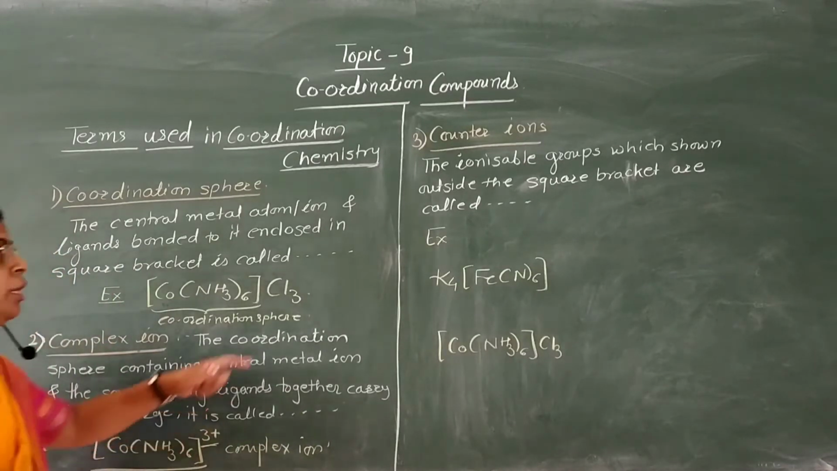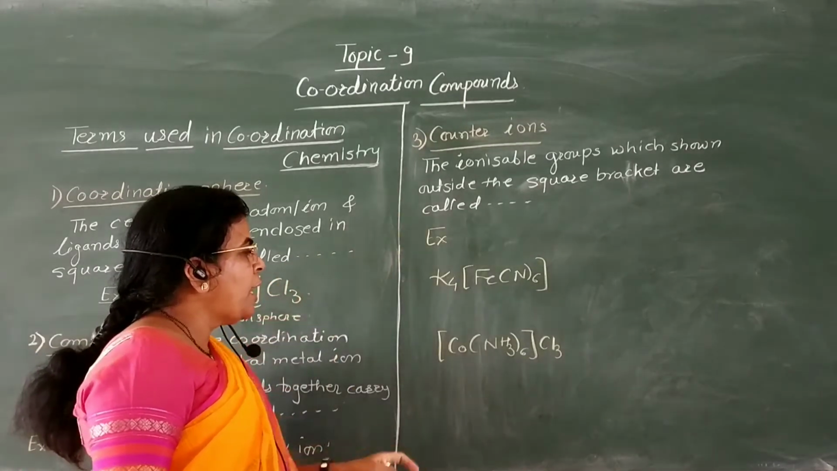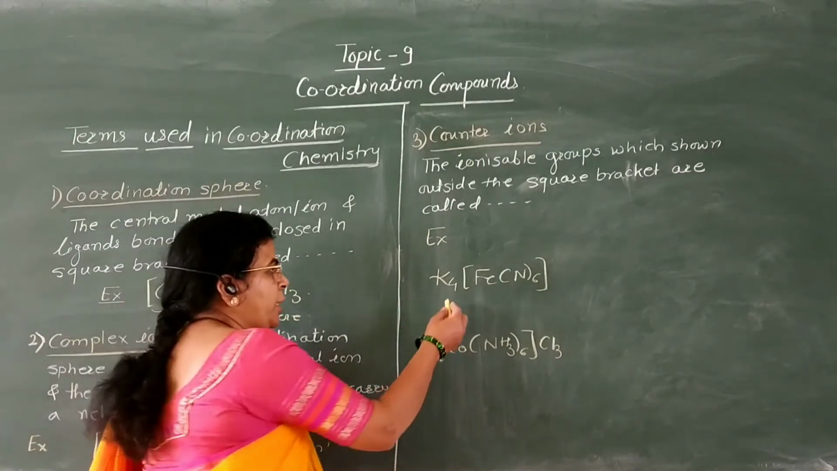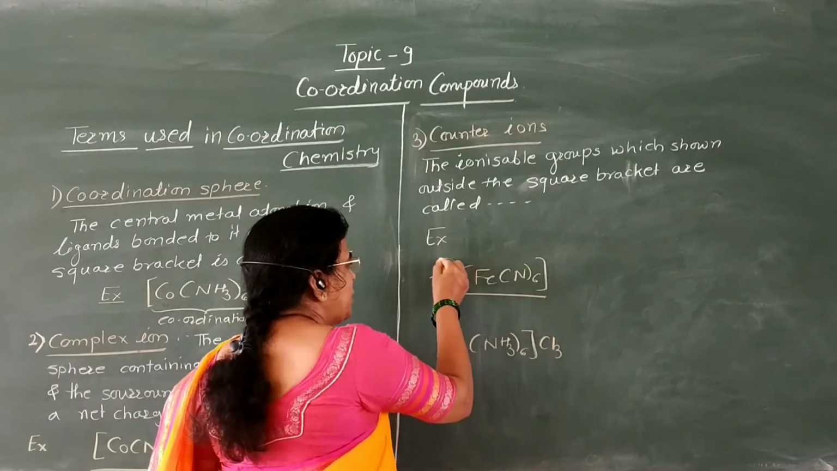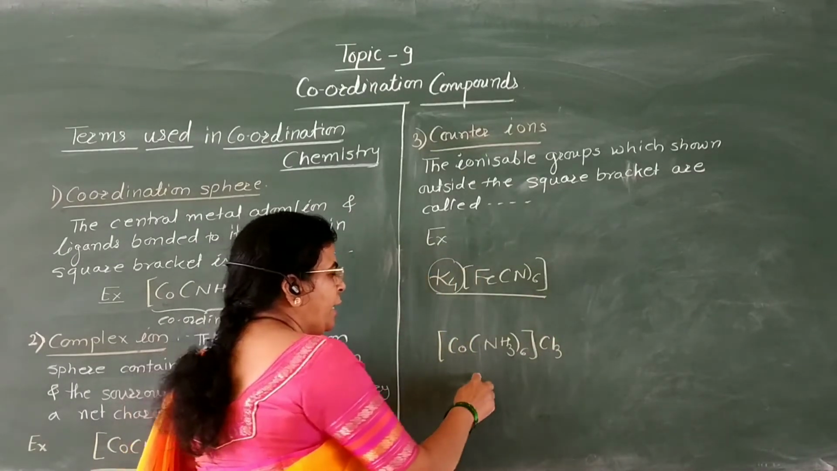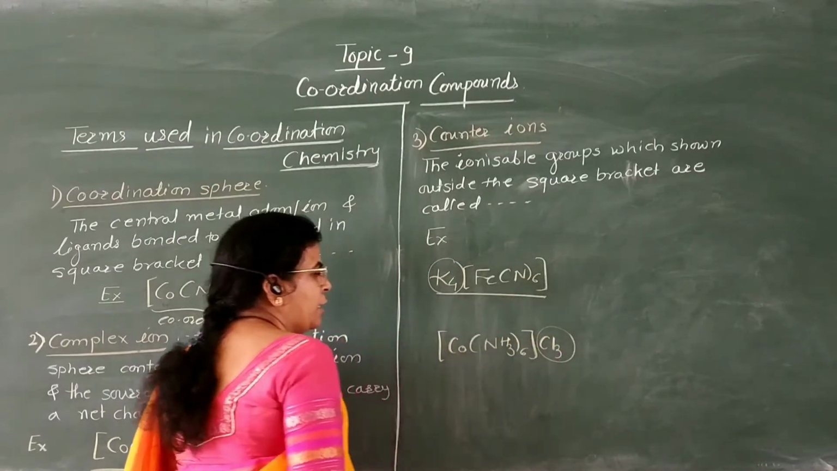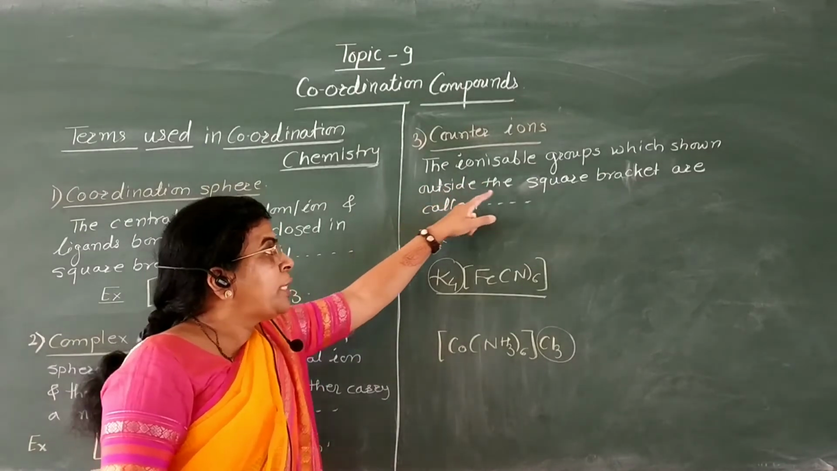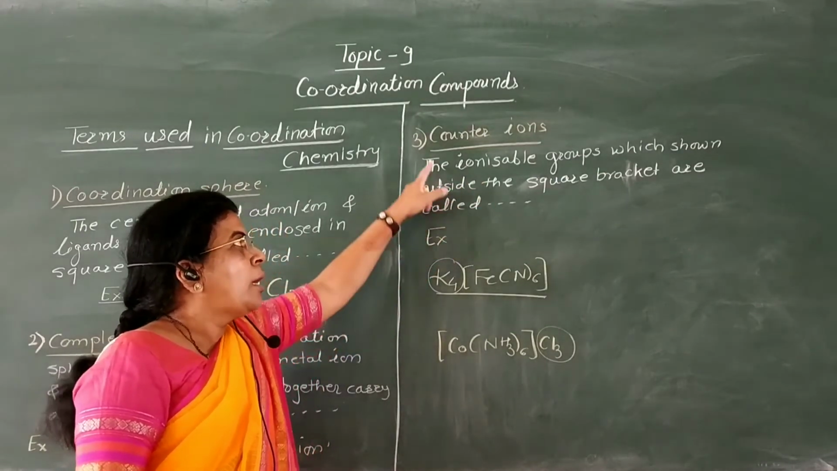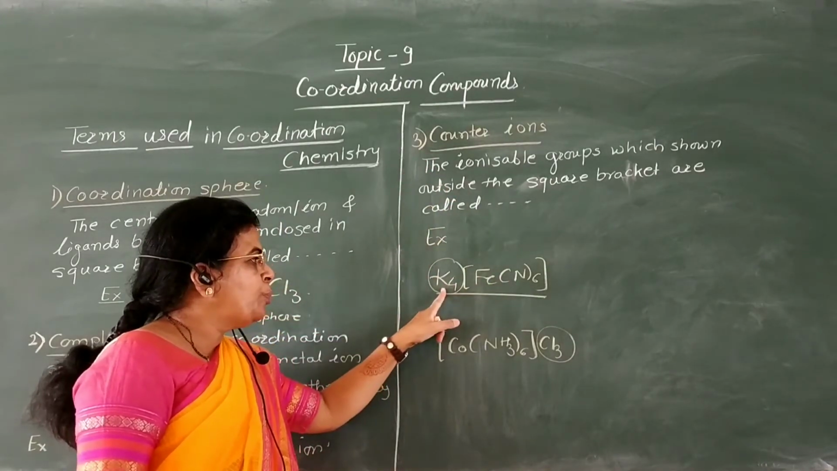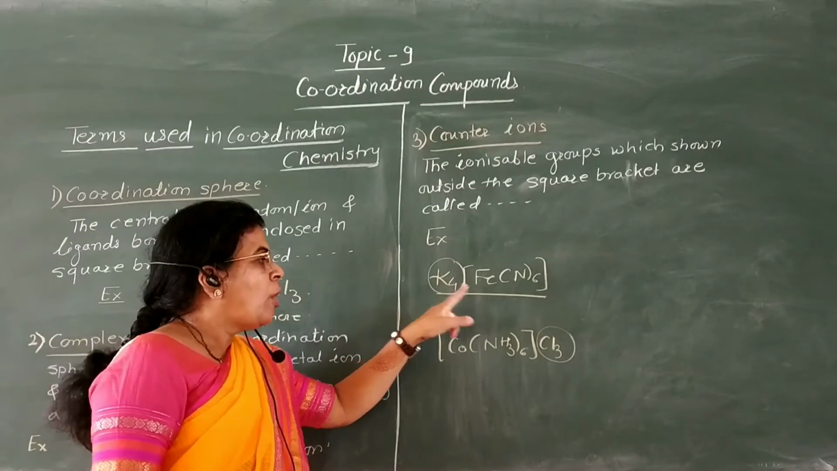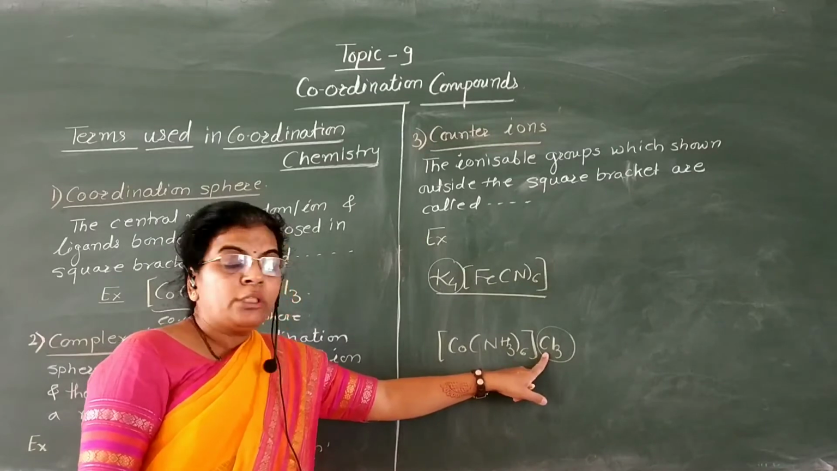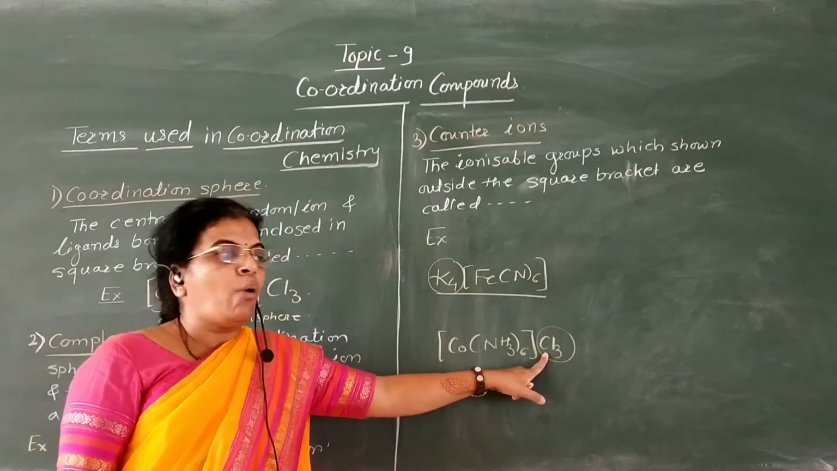Now third, counter ions. Now the counter ions are those which are present outside the square bracket. Now look at this example. In this example, this K4 is the counter ion, and in this example, this Cl3 are the counter ions. The ionizable groups which are shown outside the square bracket are called counter ions. That is, these groups or atoms or ions easily undergo ionization, and therefore they are written outside the square bracket and are called counter ions.